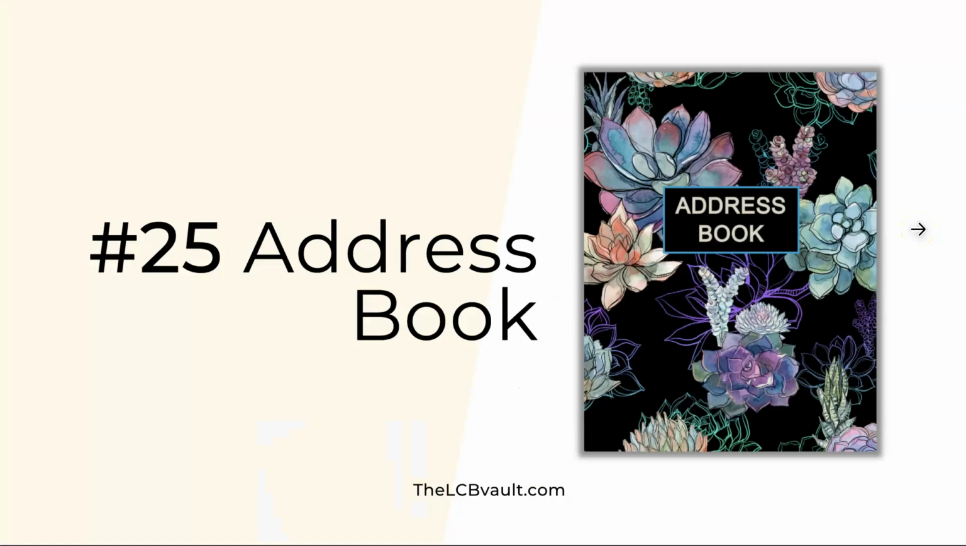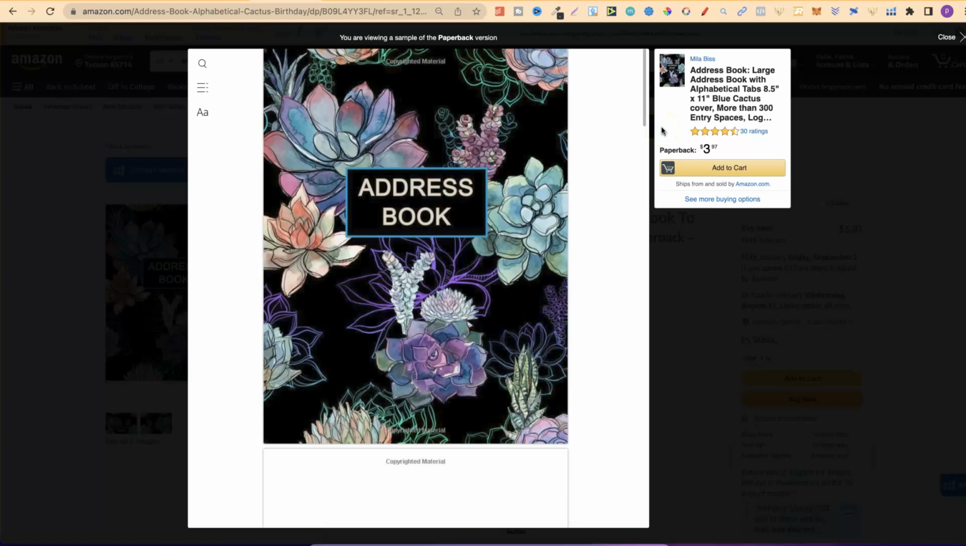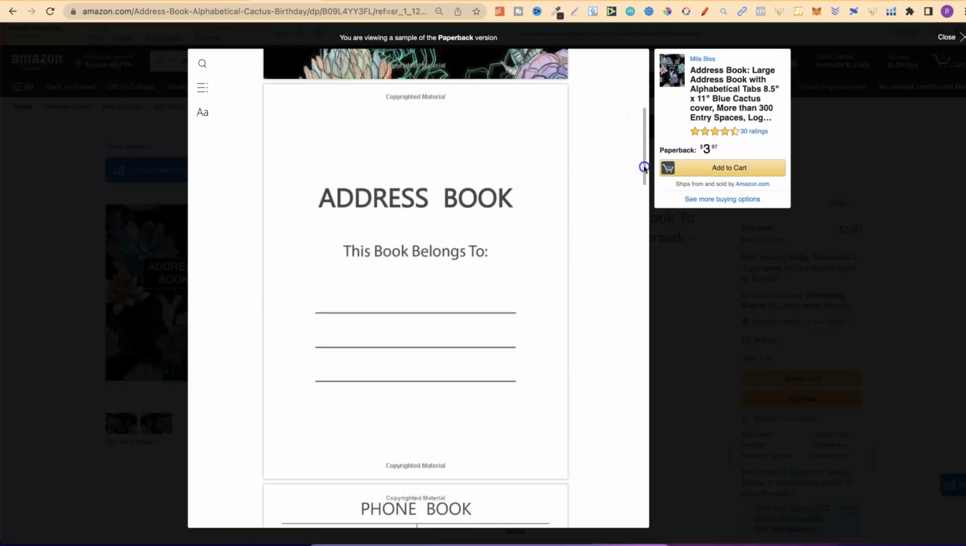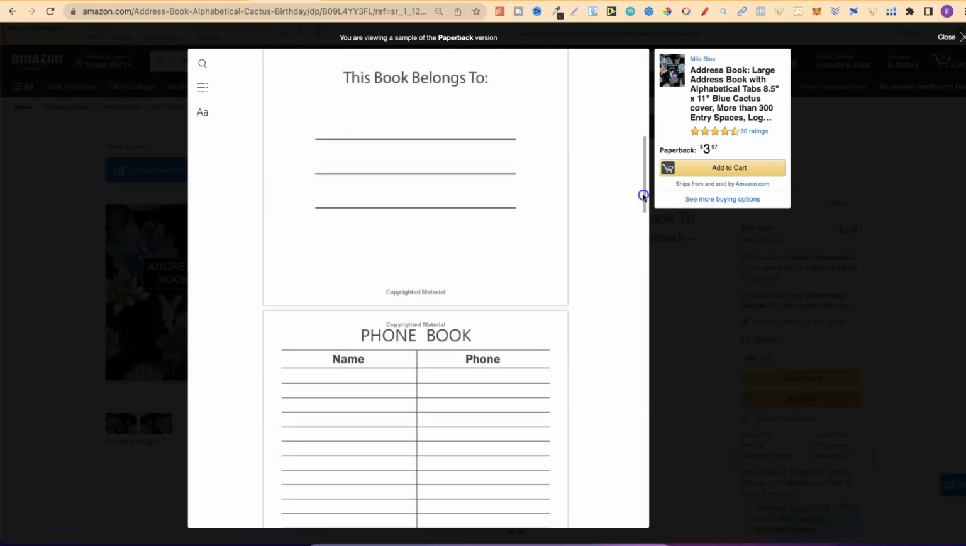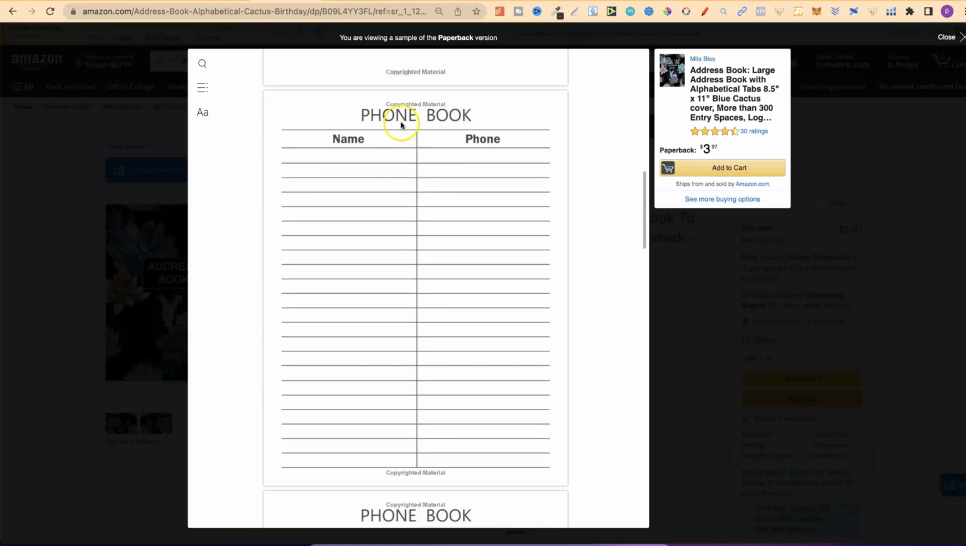Book number 25, and that's an address book. Now, with address books, they're actually pretty simple to create. All you need is a space so people can put in addresses. So right here, they have a place for the phone book, so the name and phone.